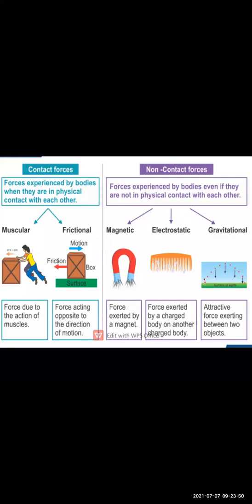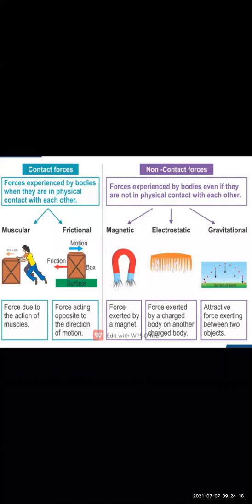Okay, now what are the examples of the contact force? Muscular force and frictional force. Muscular force means where the muscles are forced to do the work, or the action of the muscle. So for example, when you do some exercise, that comes under muscular force. When you shift one object from the other, that needs muscular force.